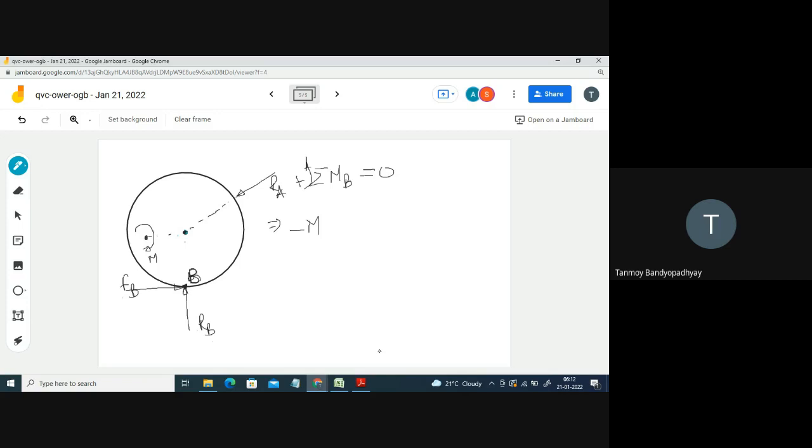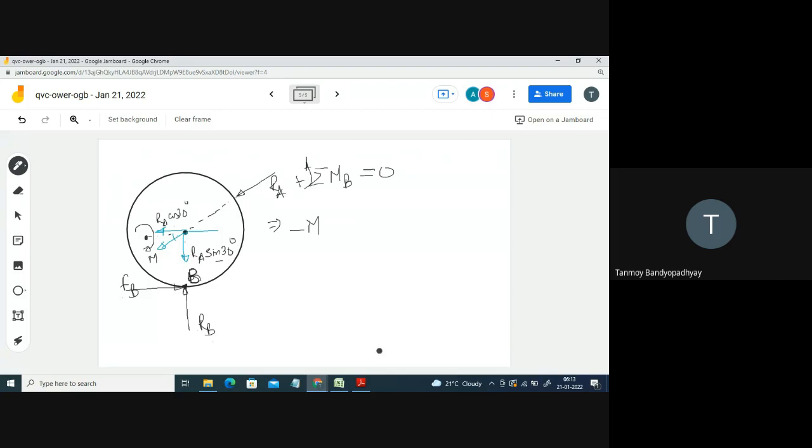So here you are having RA. Let me break RA. RA will be having this component and this component. This angle was 30 degrees. So in this direction you are having RA cos 30 degree, and in this direction you are having RA sin 30 degree. RA sin 30 degree again passes through the point B, so this again will have no contribution to moment. Only RA cos 30 degree will contribute to the moment.